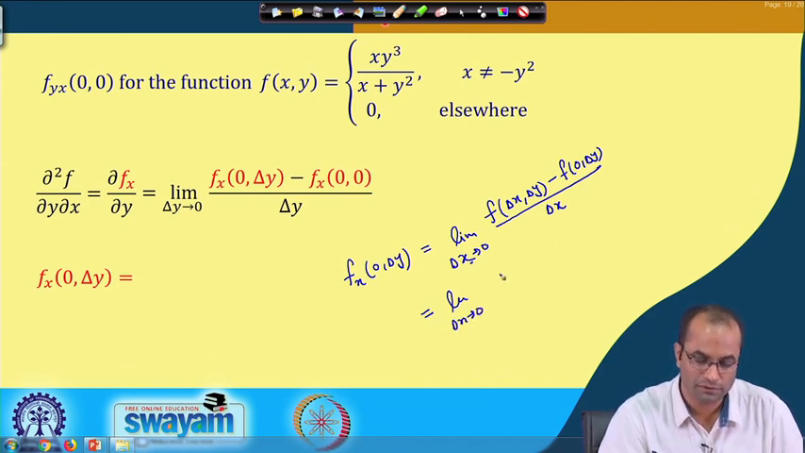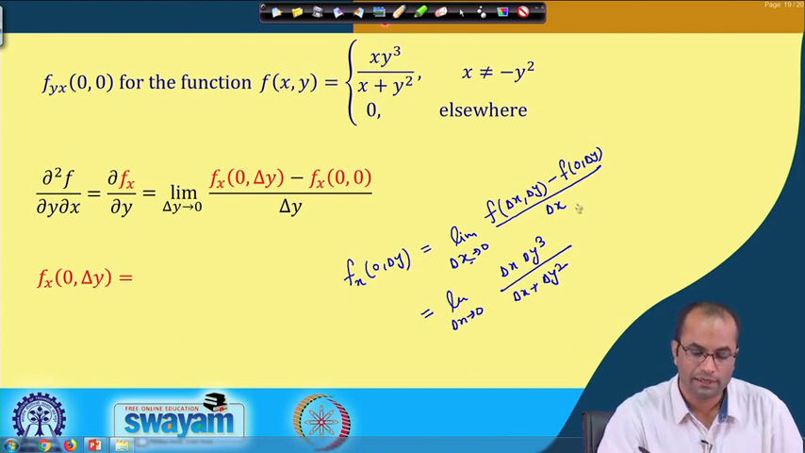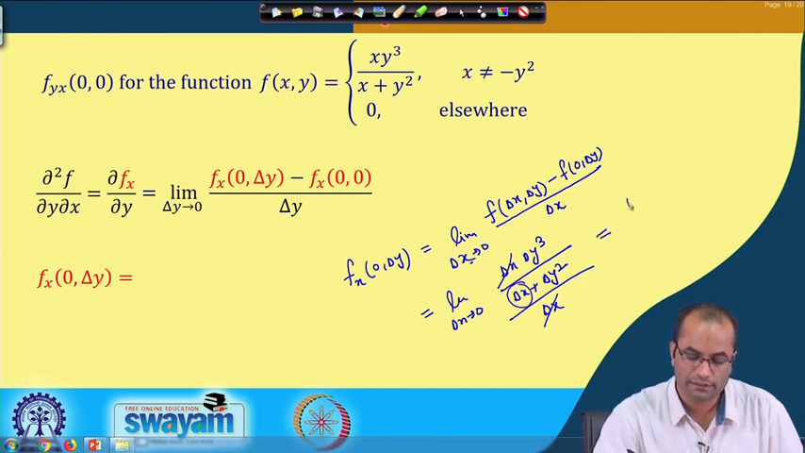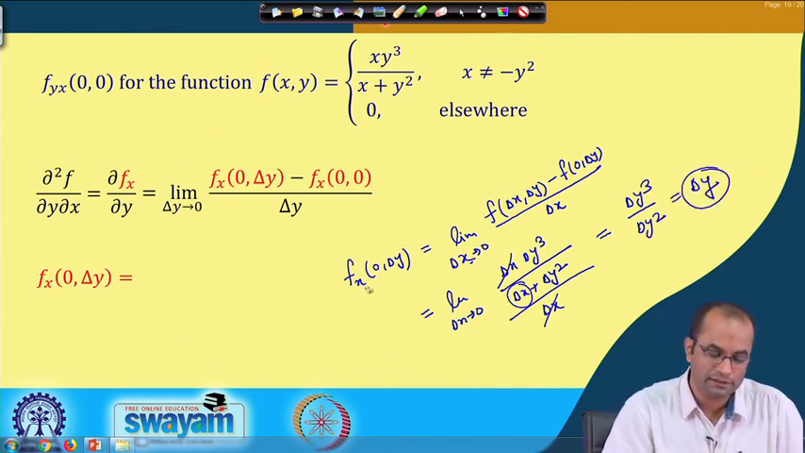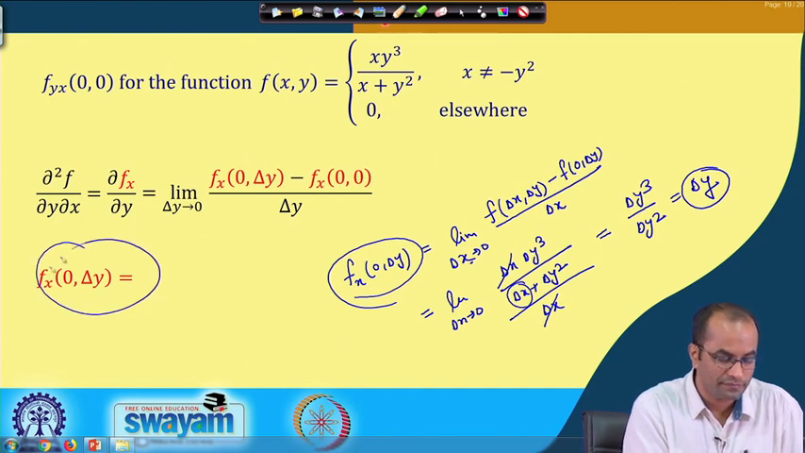So, this will be Δx Δy cube over Δx and Δy square, and minus this will become 0, and then we have Δx there. So, this Δx will get cancelled, and now we will let Δx go to 0. So, this term will become 0, and we will get Δy cube over Δy square. So, in this case the derivative we are getting here is Δy.